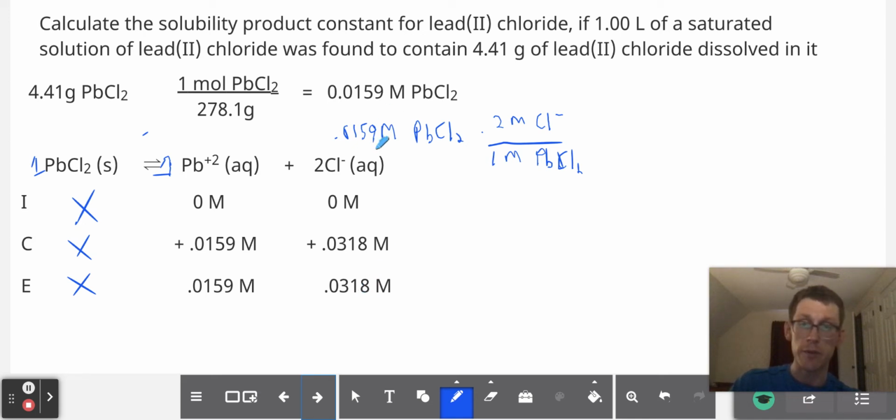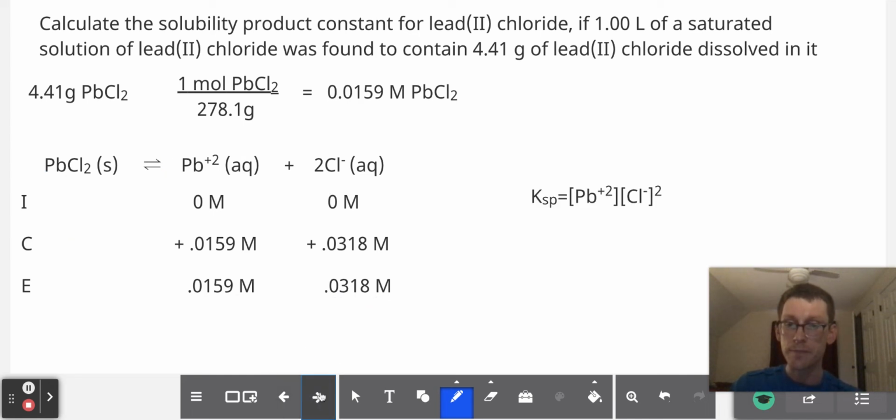0.0318 molar. We're just multiplying this by 2 to get the molarity of chloride at equilibrium. So bottom line is we start off with no lead-2 chloride dissolved, and at the end of it, once we've reached the saturation point, our concentration of lead-2 is this, and our concentration of Cl- is this, which allows us to use the equilibrium expression.